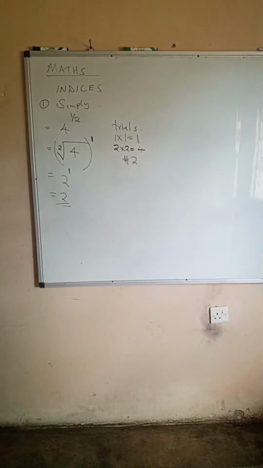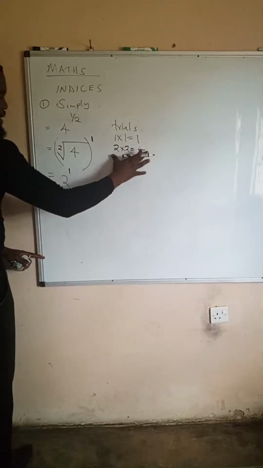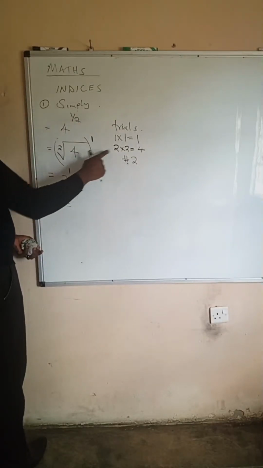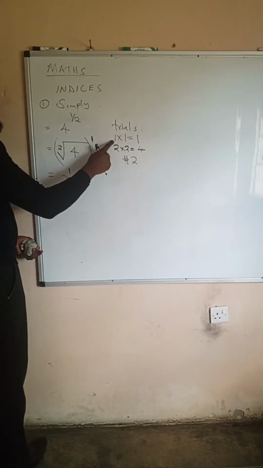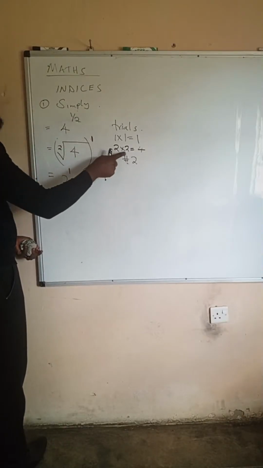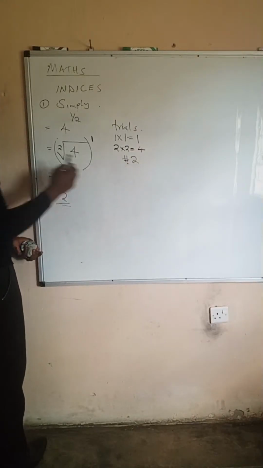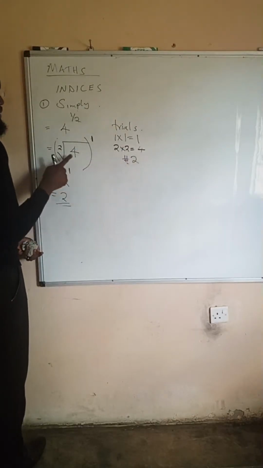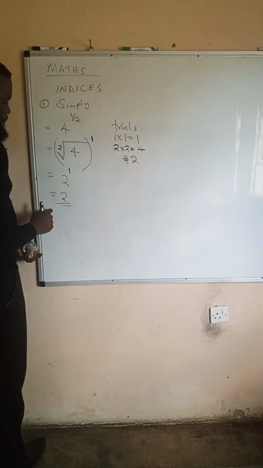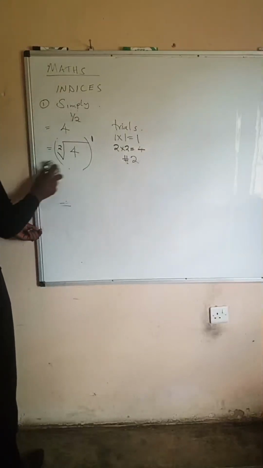Have you seen the secret on how you solve this? You use trials. You look for a number that, when you multiply it twice by itself, will give you 4. I've multiplied 1 twice, 1 times 1 is 1. I've tried 2, 2 times 2 is 4. Is it 4 in here? Yes. What number has given me 4? It is trial number 2. Then I put 2 to the power 1. So this is example 1. Let's go to example 2.